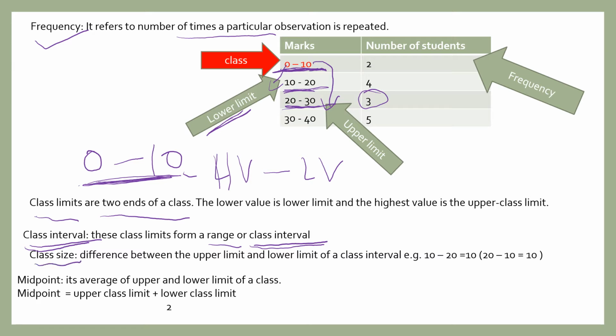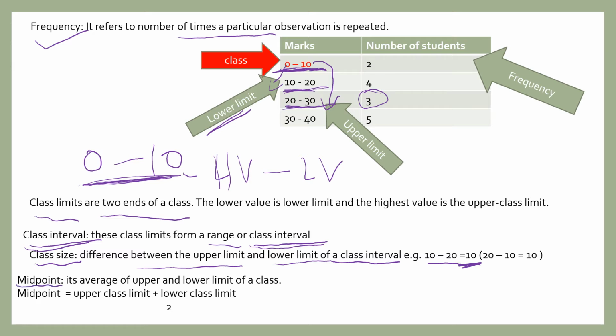What do you mean by class size? The difference between the upper limit and the lower limit of a class interval. Say 10 to 20, we call it the size of the class. Here you can see the size of the class is 10. That is nothing but the class interval.